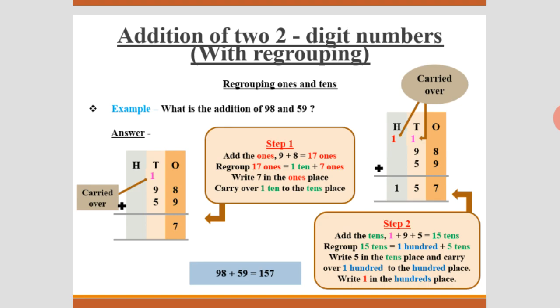Now look at step 2. Sum of the tens digits is 1 plus 9 plus 5, which is equal to 15 tens. 15 tens is equal to 1 hundred and 5 tens. So write 5 in the tens column and write 1 to its left, that is in the hundreds column. Now we got the number as 157. The sum 98 plus 59 is equal to 157.